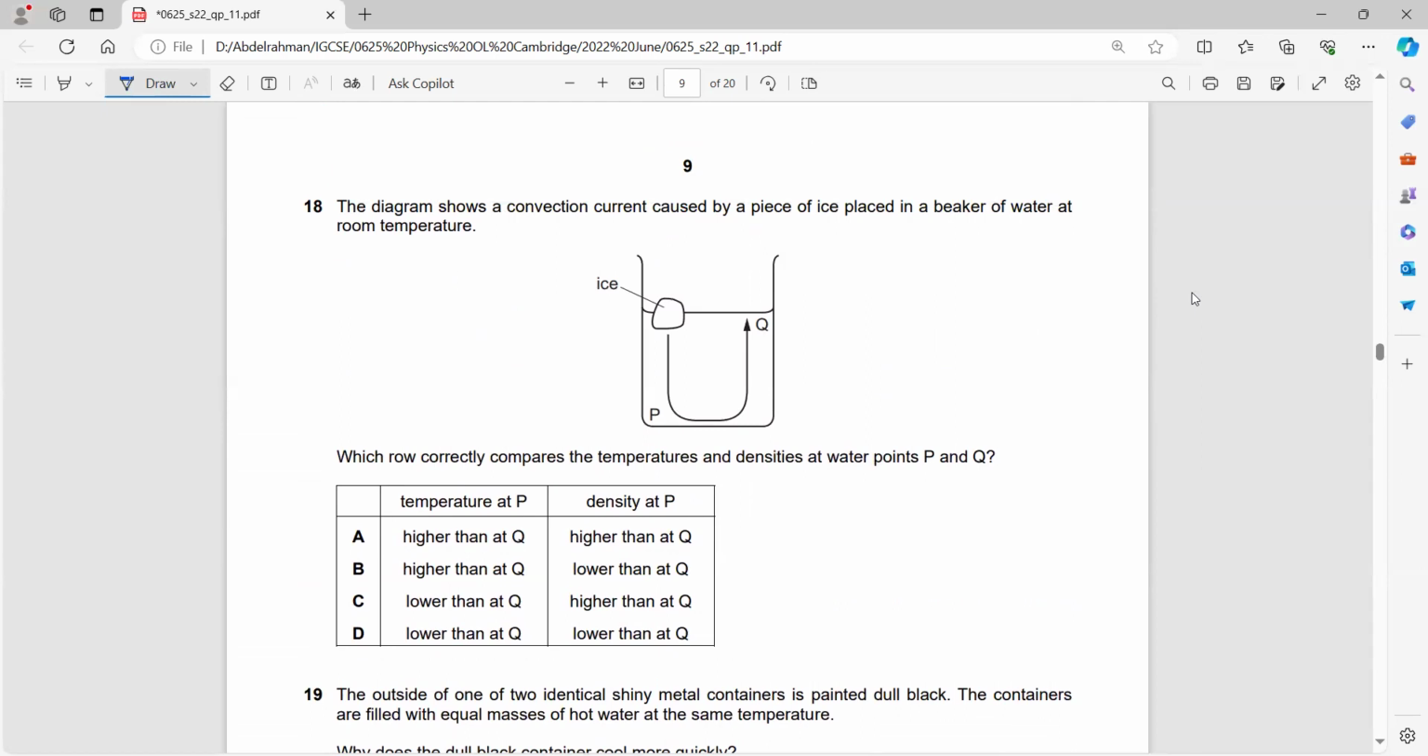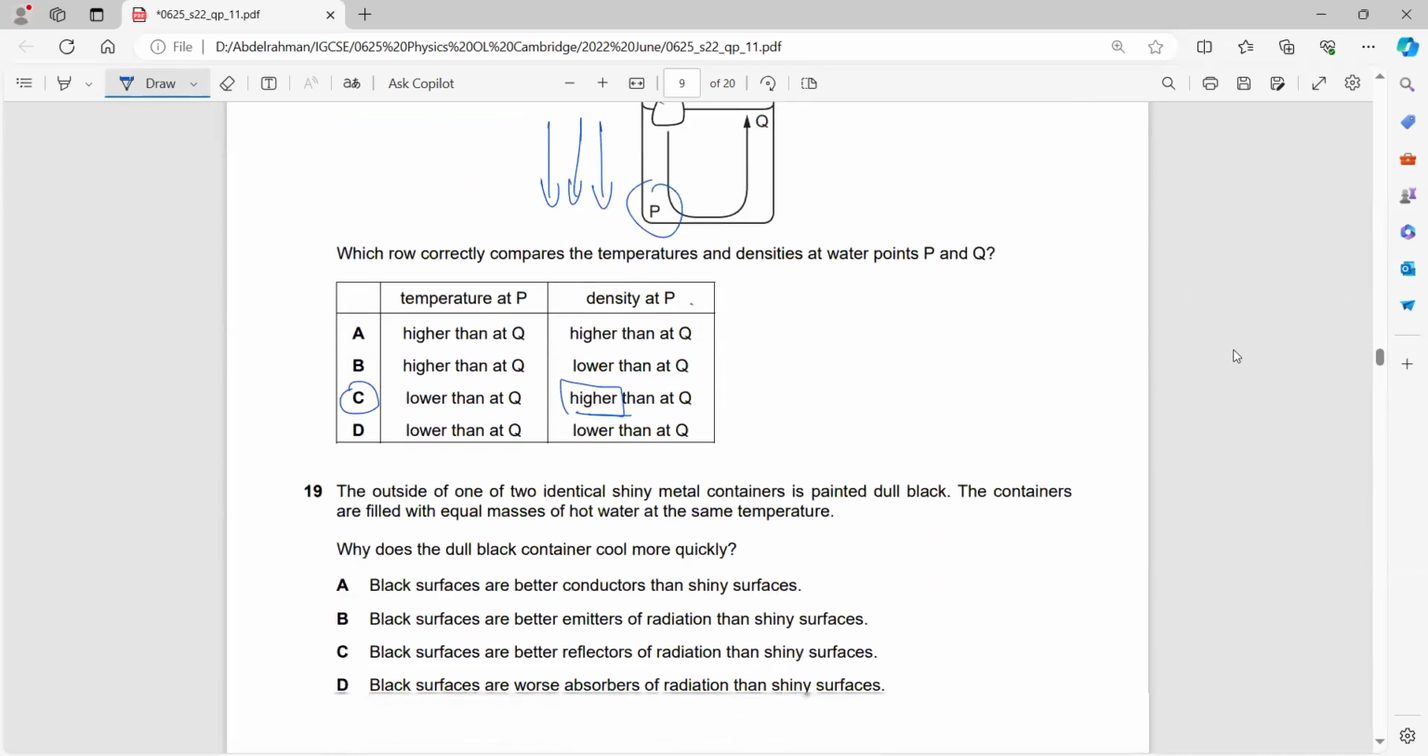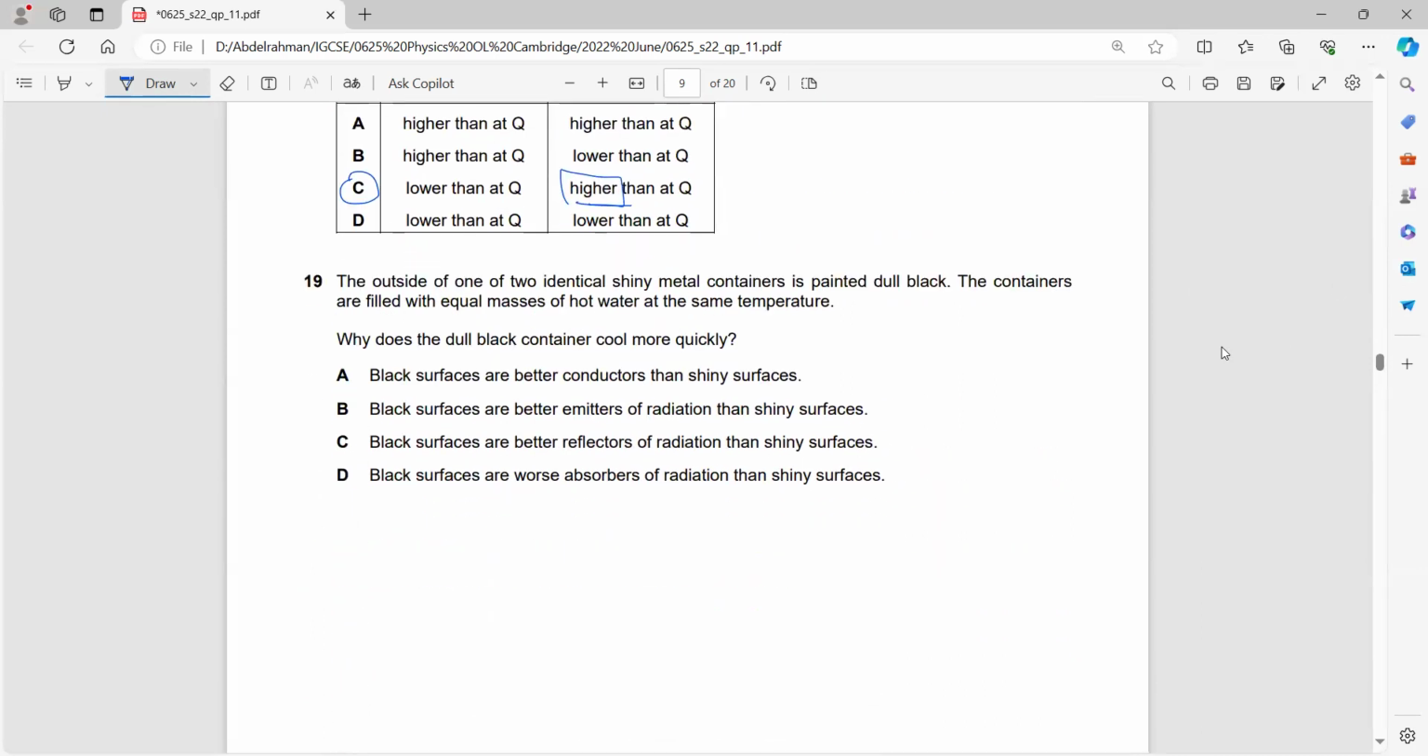The temperature at P and the density at P. Focus. The temperature at P and the density at P. It will be C. The temperature here is lower. Correct. Temperature is lower. The density has to be higher. Why does it have to be higher? Because it moves downwards. Whenever the liquid moves downwards, the density increases. And why does the density increase? Because the temperature is less, and the volume is also less.